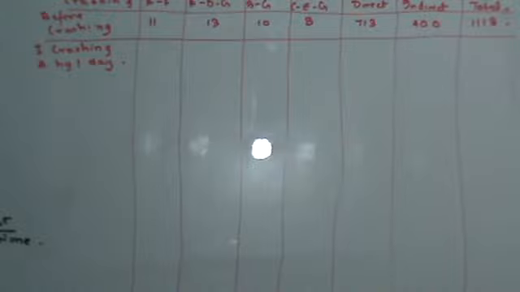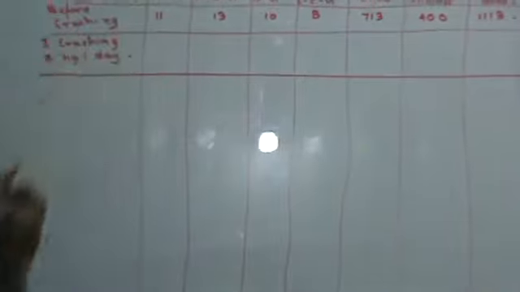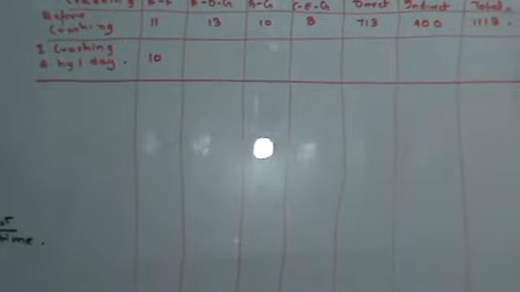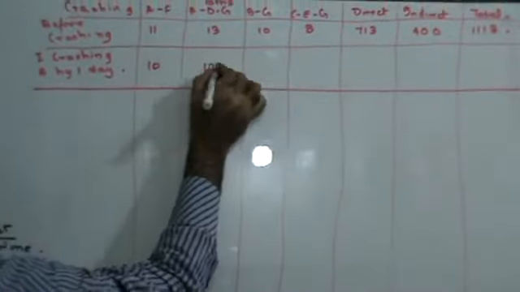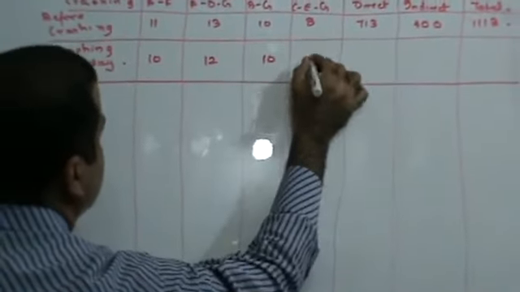Wherever you have activity A, you're going to crash that by 1 day. I have activity A here, so if I crash this by 1 day, I'll have to reduce 1 from here. I have activity A here, so this will become 12. I don't have activity A here, so this will remain as it is. This will remain as it is.